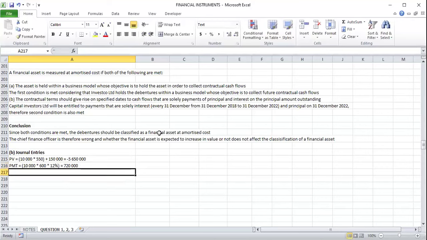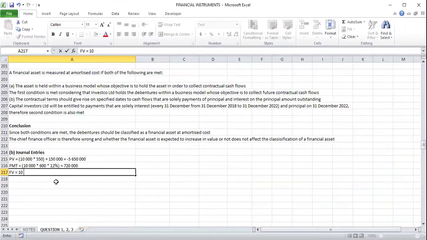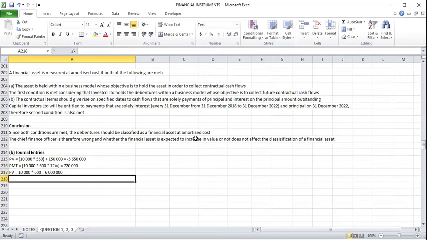Our FV is the redemption value. We're told that it is redeemable at face value. That means it's 600. What do we get? I think it's 6 million. Also remember our rule that the PV should have a different sign to the PMT and the FV due to the flow of money there.